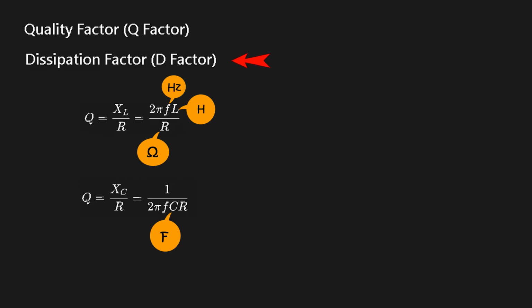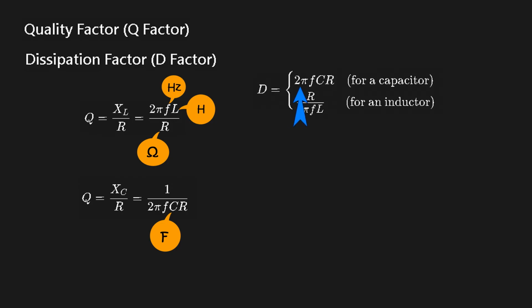Dissipation factor, D factor. Now let's discuss the dissipation factor, or D factor. The dissipation factor indicates how much energy is lost as heat in a component. It is also a dimensionless quantity. For a capacitor, it is defined as D equals 2 pi FCR. For an inductor, it is defined as D equals R divided by 2 pi FL.